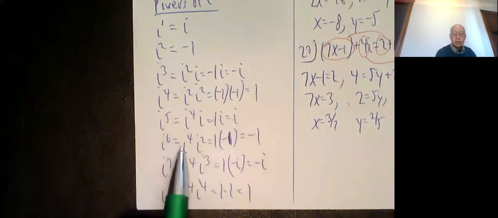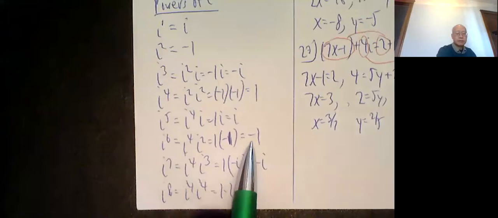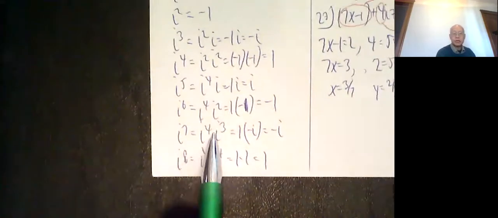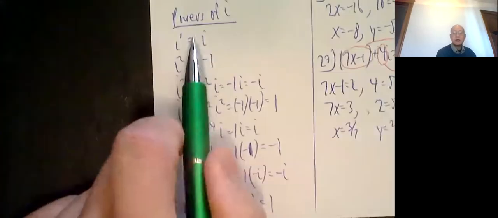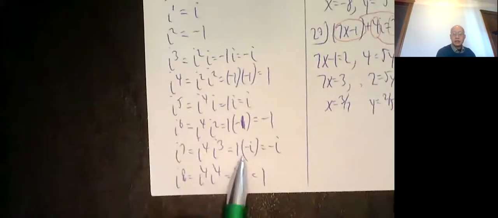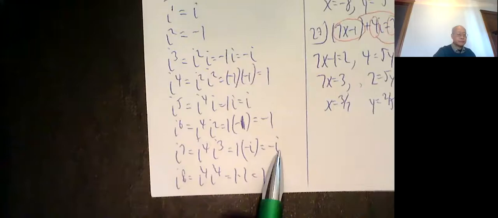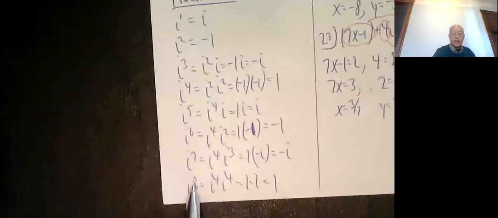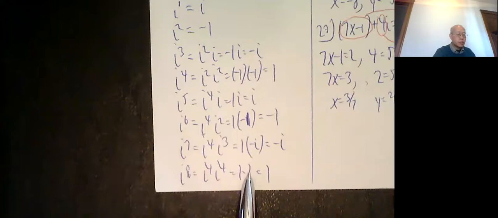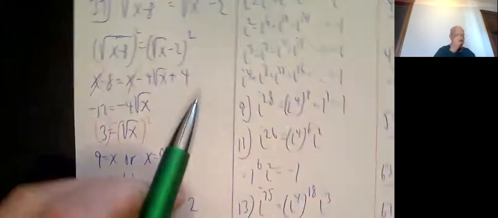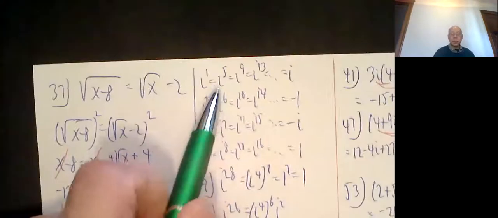i to the sixth, i to the fourth times i squared. i to the fourth is 1. i squared is negative 1, so negative i. i to the seventh, you can think of it as i to the fourth times i cubed. Again, i to the fourth is 1. i cubed is negative i, so 1 times negative i, negative i. And i to the eighth, think of it as i to the fourth times i to the fourth, 1 times 1, which is 1. So we have a little table here of powers of i.